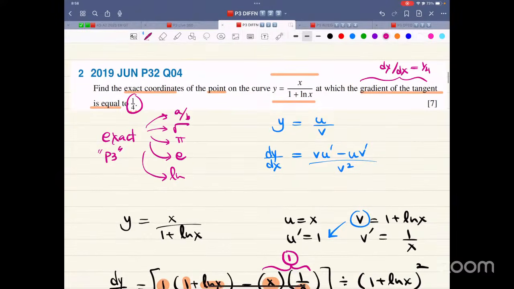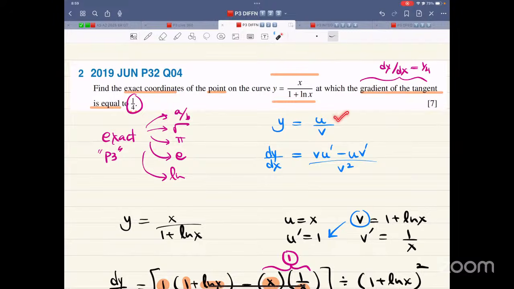Now this thing is done. Something like this. Find the exact coordinates of the point on the curve at which the gradient of the tangent is equal to 1/4. So we know that the gradient of the tangent is dy by dx. The normal is the negative reciprocal. So now this is an application of the quotient rule, and they are asking for the exact coordinates. Coordinates means both x and y.